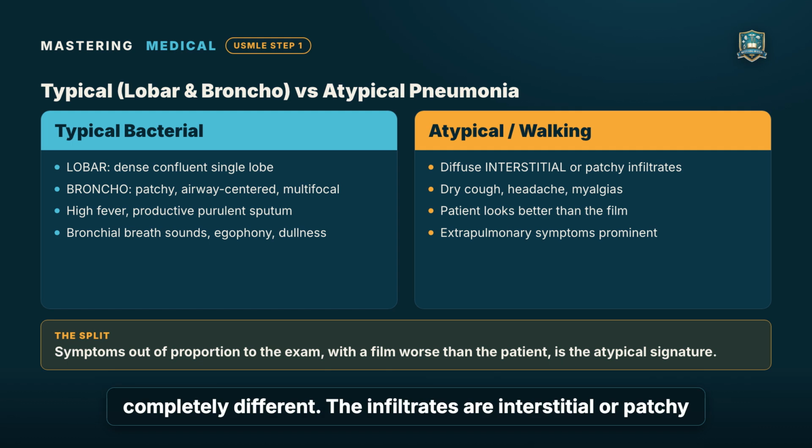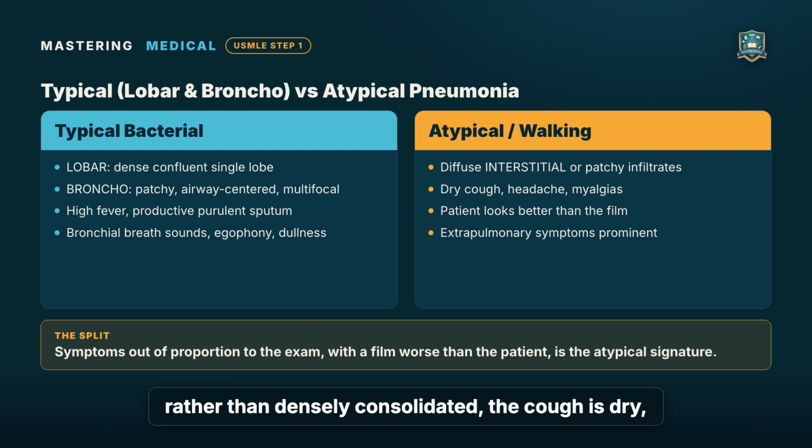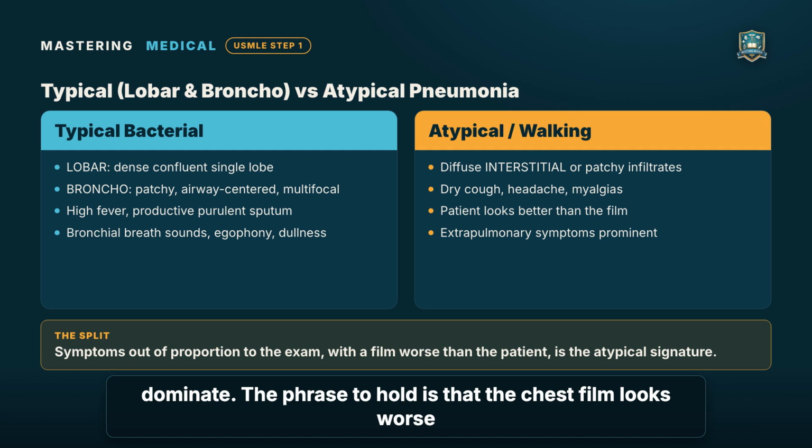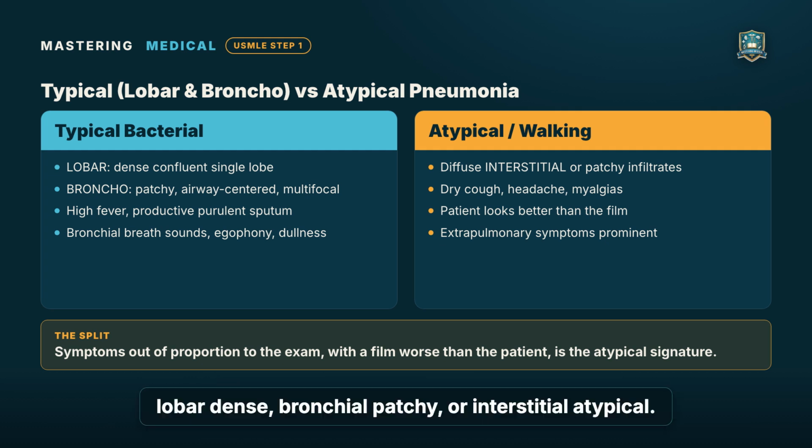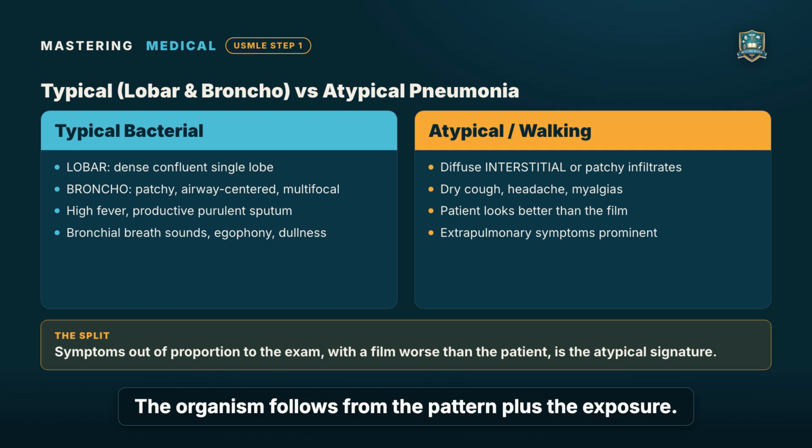The infiltrates are interstitial or patchy rather than densely consolidated. The cough is dry, and the systemic symptoms, headache and myalgias, dominate. The phrase to hold is that the chest film looks worse than the patient does, which is exactly why it is called walking pneumonia. So describe the image first: lobar dense, bronchial patchy, or interstitial atypical. The organism follows from the pattern plus the exposure.